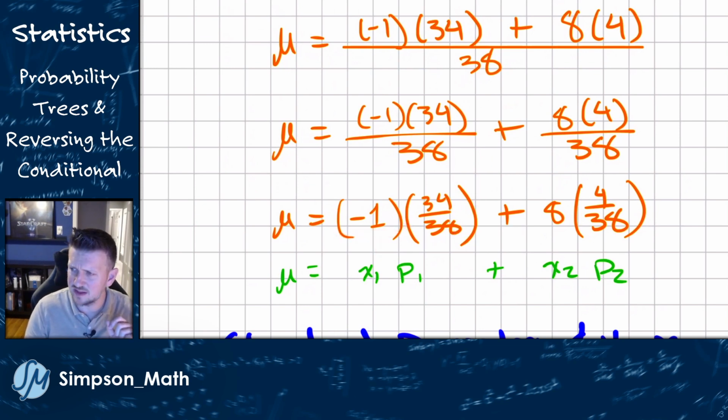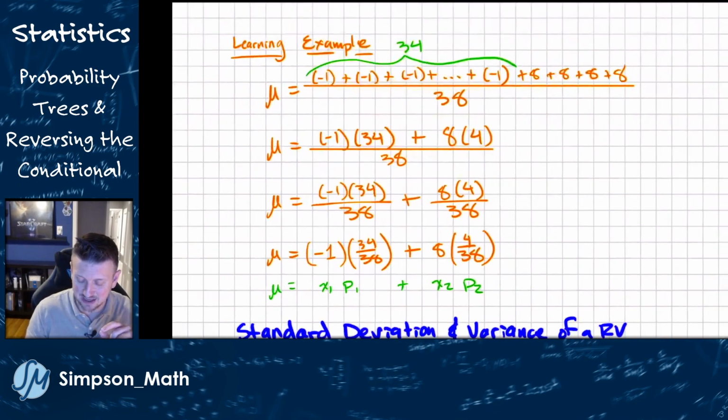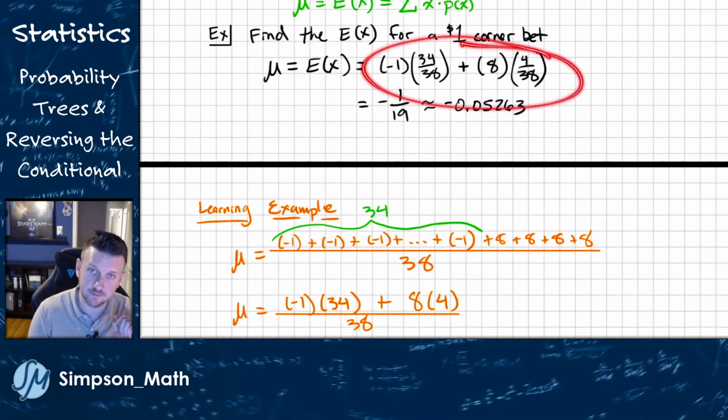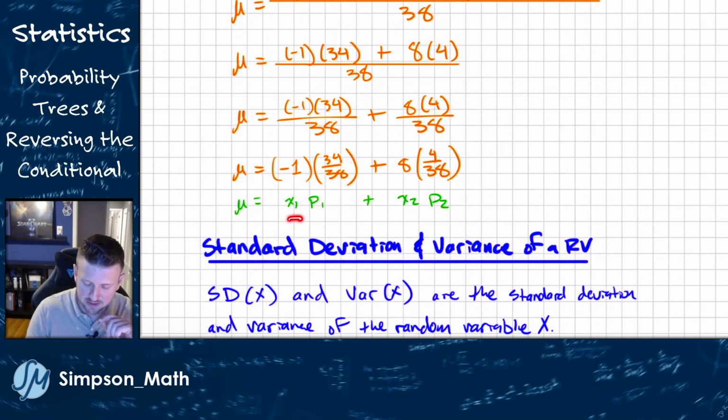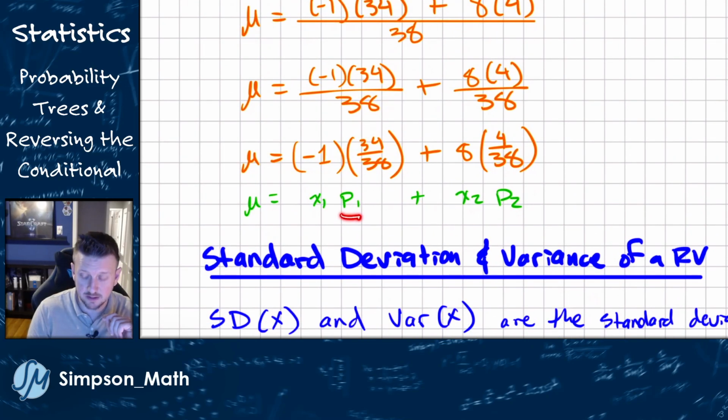Similarly, I can take this 8, kind of pretend it's like an 8 over 1, but just write the 8 times 4 over 38. And notice, this is exactly what we wrote down up here, where this is my x value times its probability plus the next x times its probability. That's exactly what we just did.